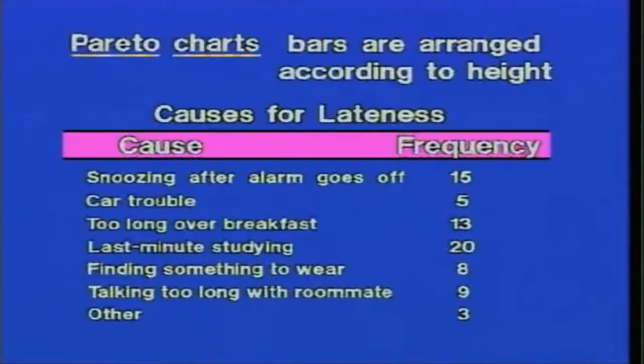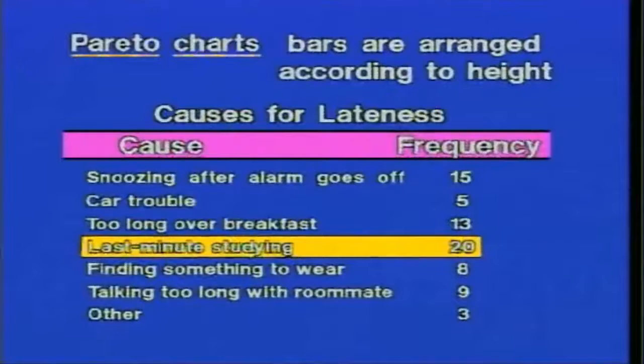Now the other, with a frequency of 3, probably means that there were 3 different causes that only had a frequency of 1. So they were put into one lump, one category called other. And the total of those would be 3. And it's probably the case that there were 3 different items that occurred only once, and they were lumped into one cause.